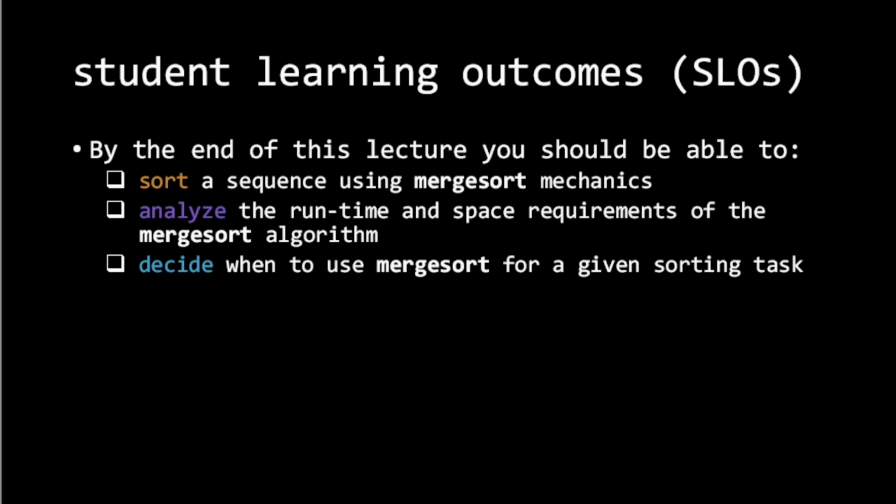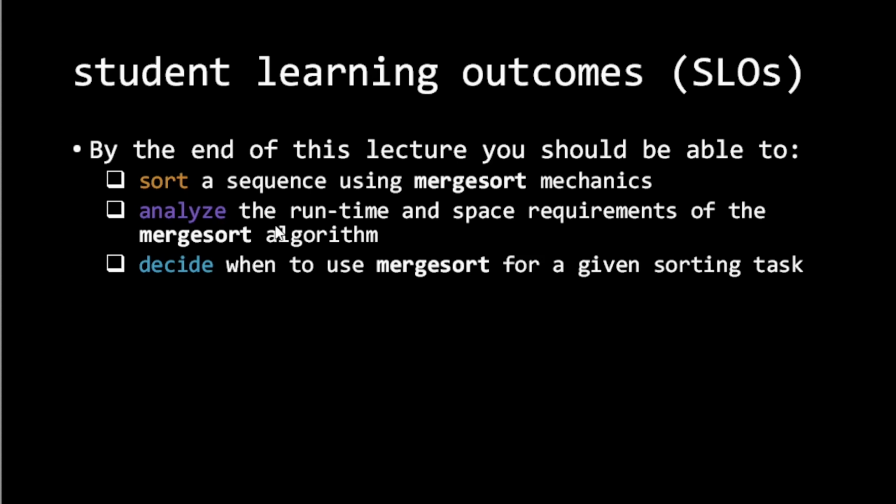Okay, so in this lecture, by the end, you should be able to sort a sequence using mergesort mechanics. All of these sorting algorithms are solving the problem of rearranging a sequence in non-descending order. So ascending order, but allowing duplicates next to each other. You should be able to do this on your own using this mergesort idea, and you should be able to analyze the runtime and space requirements of the mergesort algorithm. This includes the big O notation.